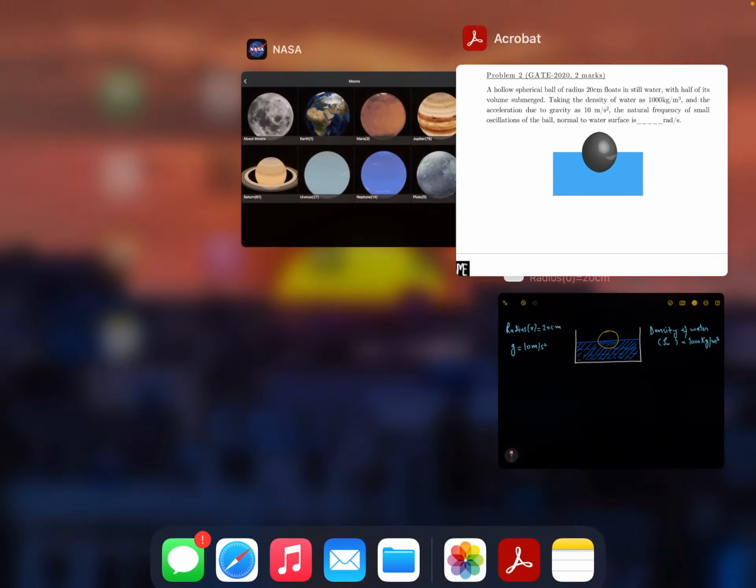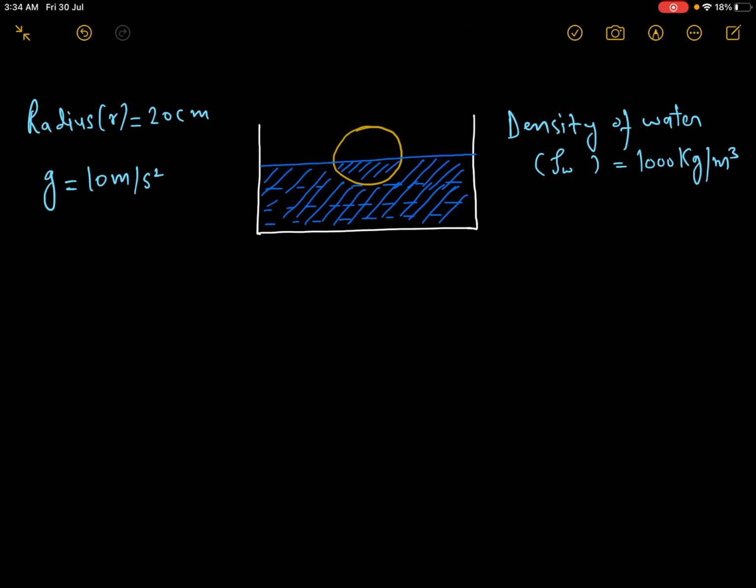So in this problem it is given that there is a spherical ball that is half submerged in the water, and we need to find what is the natural frequency of the ball if it is given a very small displacement. So first of all, we'll calculate the mass of the ball. The mass of the ball will be exactly equal to the mass of the water displaced by the ball.